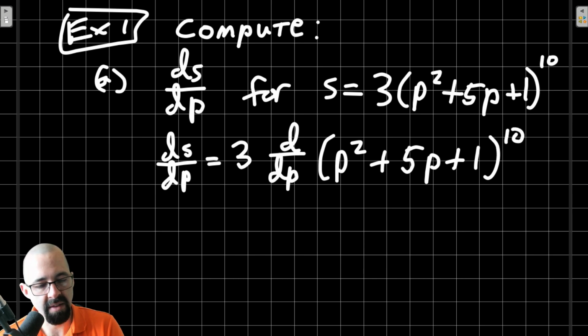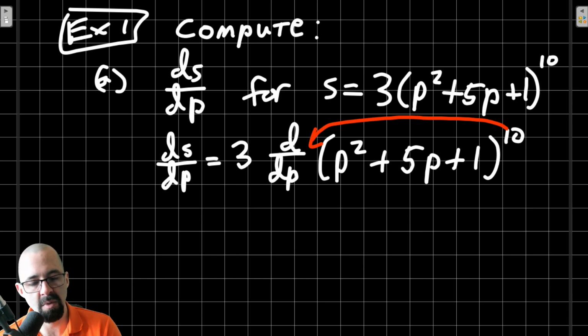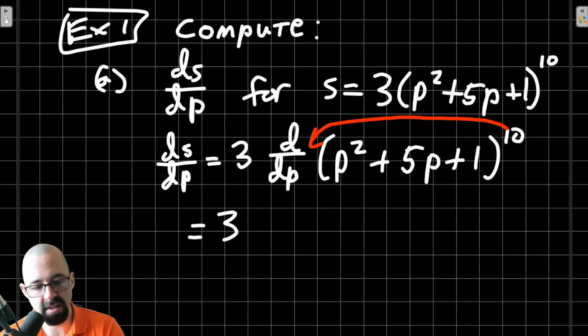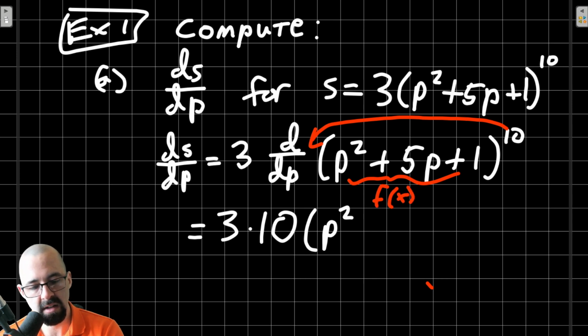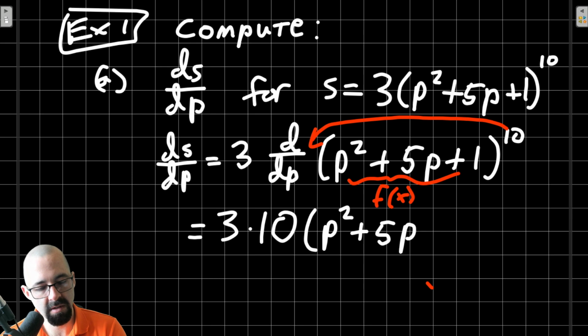All right. So we have a function raised to an exponent. So that exponent's going to come down. We're going to subtract an exponent and then multiply by the derivative of the inside function. All right. So the 3 is still out in front like before. That 10 comes down. The inside always stays the same. Remember this inside right here. A lot of times we'll call this f of x or something like that. So that doesn't change.